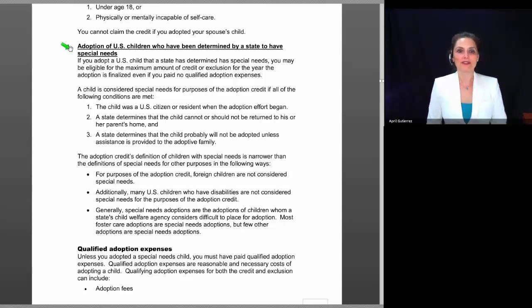Adoption of U.S. children who have been determined by a state to have a special need. If you adopt a U.S. child that a state has determined has special needs, you may be able to claim the maximum amount of the credit or the exclusion for the year the adoption is finalized, even if you paid no qualified adoption expenses.